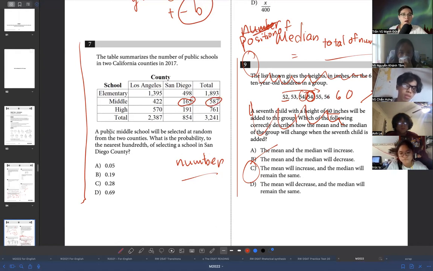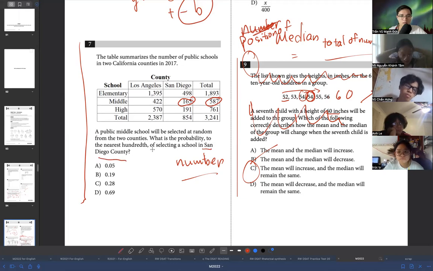Let's see. A public middle school would be selected at random. So from the 2 counties, what is the probability to the nearest hundredth of selecting a school in San Diego County? All right, so they are picking from 2 counties. So this will be the total of 2 counties.